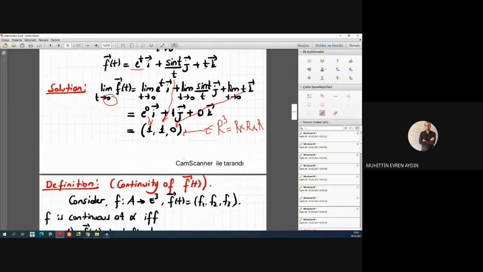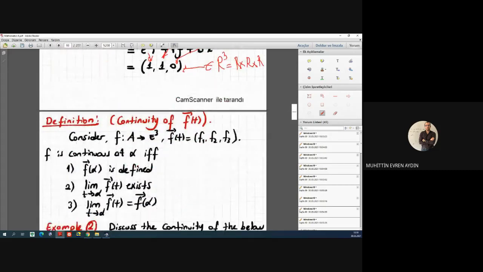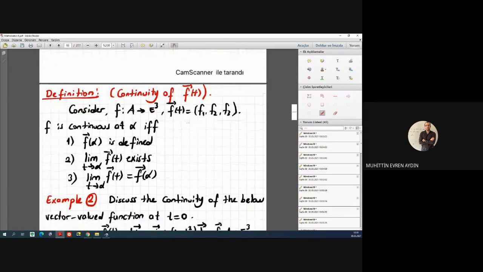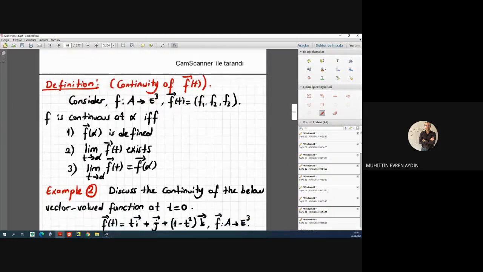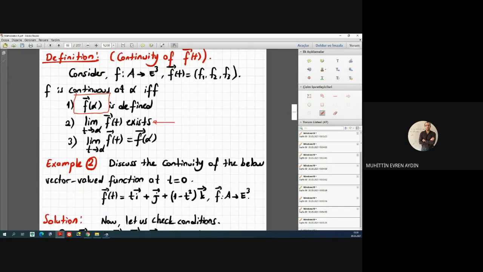And continuity is similar to the limits. I mean, a vector valued function is continuous if and only if the function is defined, the limit exists, and the limit equals the value of the function at the point alpha.